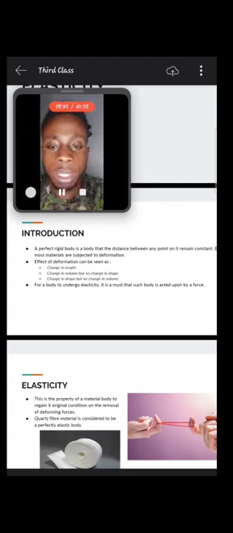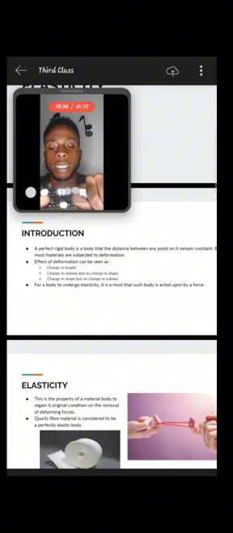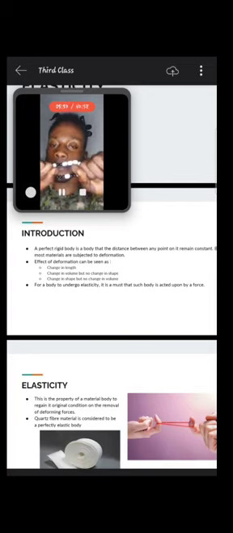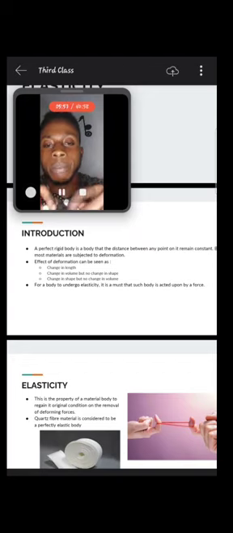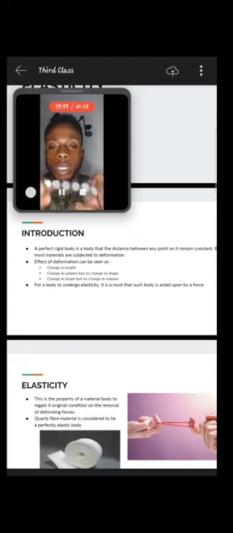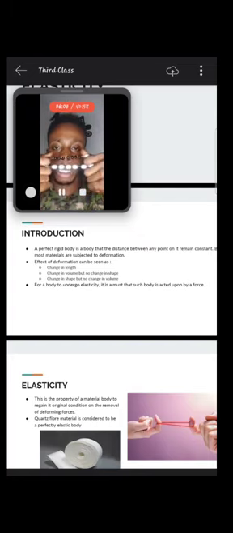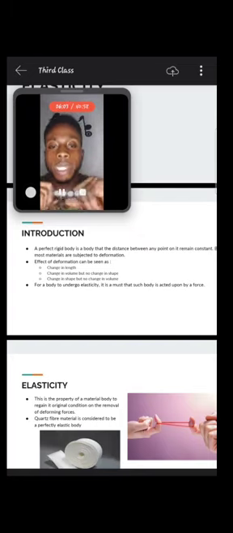Moving on, for a body to undergo elasticity, it is a must that the body is acted upon by a force. Like the rubber band we spoke about, for this body to undergo elasticity, my hand is the force being placed on it. So you can see this bead stretching, because a force is being applied to it.